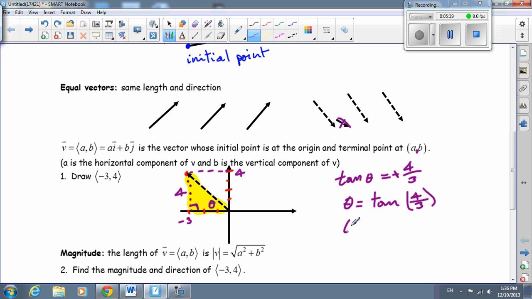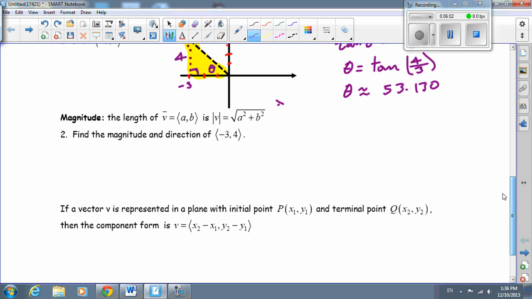And here you will end up with theta approximately equal to 53.130 degrees. Note that I canceled the negative because I'm looking for the reference angle. If I didn't cancel the negative, I'd be looking for something else. I'd be looking for an angle here, and note that it's off by 180. So I pick this angle.